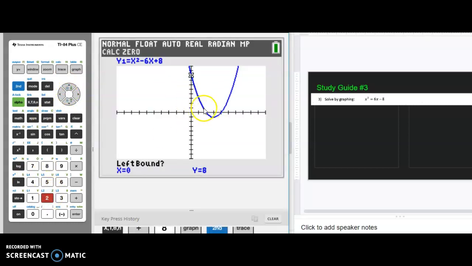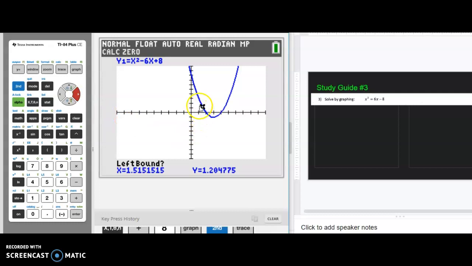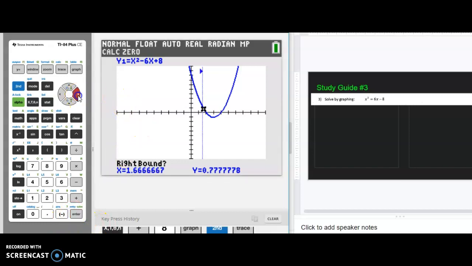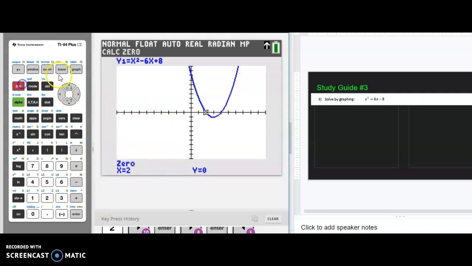And you can only do it one at a time, so let's do this one first. So we're going to move the cursor until it is above the 0 or solution that we think, and we're going to hit enter. Now it says right bound, so we're going to move the cursor to the other side of the axis, and now that's good. And try to put it as close to the intersection as possible. So one of our zeros is 2, and we can do that again.